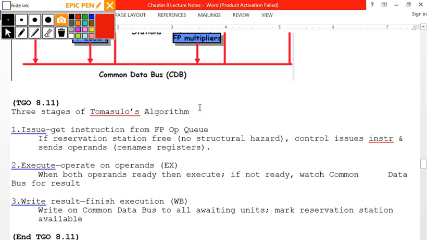So here, write result, finish execution, write on the common data bus to all awaiting units, and mark the reservation station available. Meaning that if you have 2 floating point units and both of them were being used, one of them is no longer being used because you've just finished the instruction, then you can load another adder instruction into that.